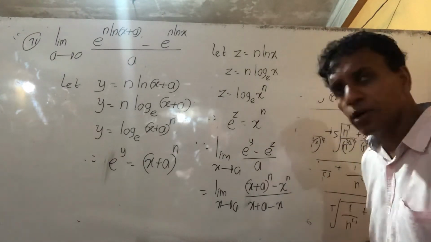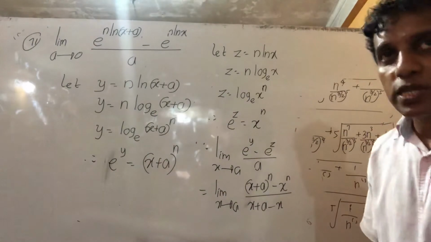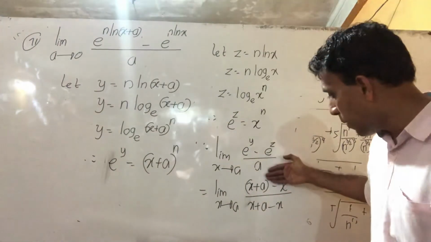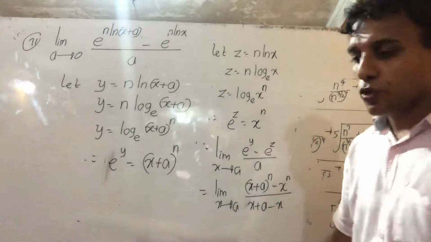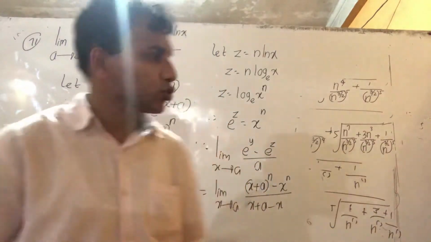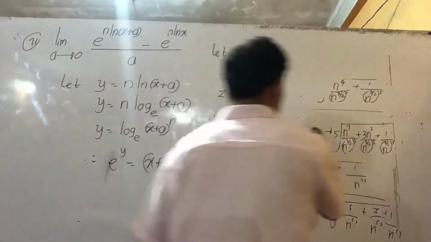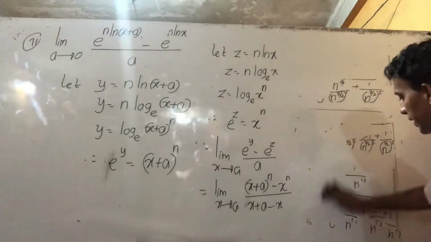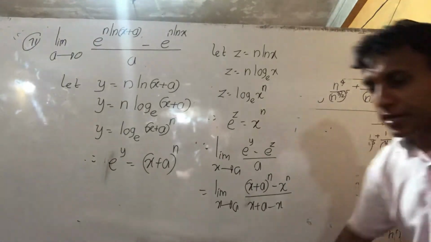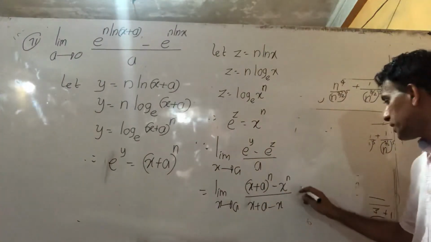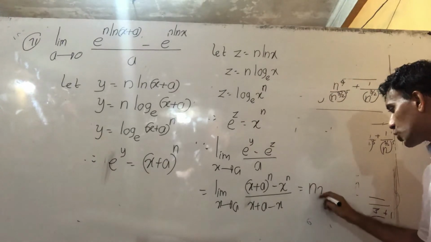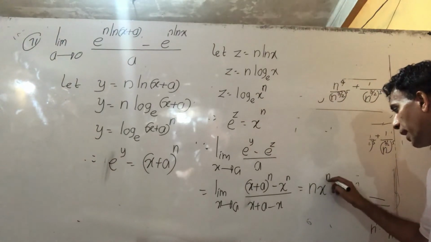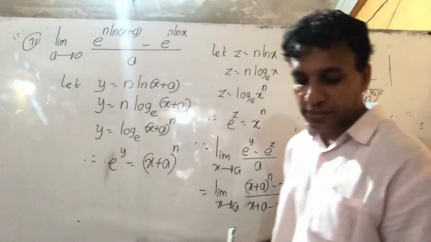Okay, without the power, no? Straight algebraic theorem of limit. With the power, below without the power. So write the straight answer, n a to the power n minus 1. The answer is n a to the power n minus 1. Okay, therefore the answer n x to the power n minus 1 is the answer.